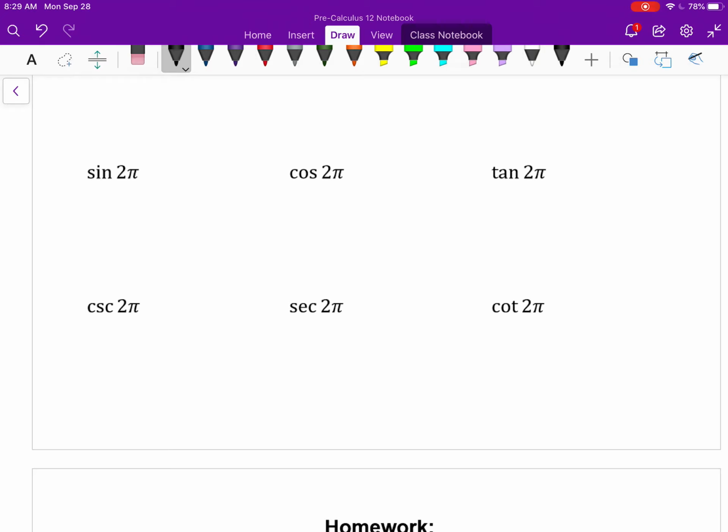For 2 pi, the last stretch, this is the same as 360 degrees, which is coterminal with 0. So all of these answers are going to be exactly the same as if I had a 0 instead of 2 pi, because again, it doesn't matter how an angle gets to a point, it just matters where it is. So the sine of 2 pi is the same as the sine of 0, which is 0. The cosine of 2 pi is the same as cosine of 0, which is 1. And tangent of 2 pi is going to be 0. And the cosecant of 2 pi is undefined. I should say is, not equals. Secant of 2 pi is 1, and cotangent of 2 pi is undefined.